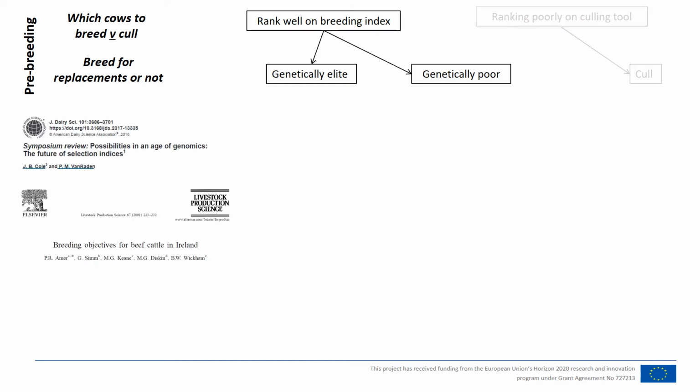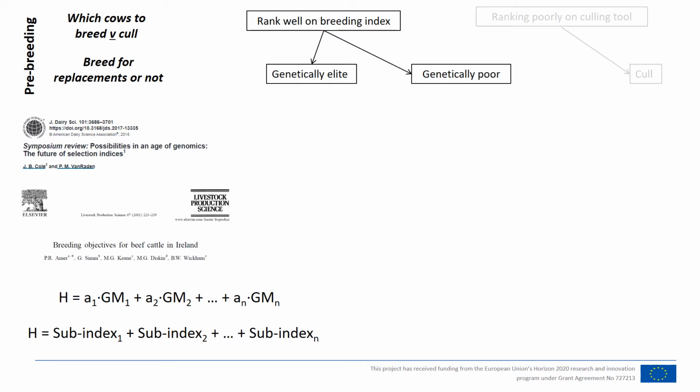So if we first focus on ranking animals on genetic superiority, the vast majority of people will be well familiar with breeding objectives, or what we also call breeding goals, both in dairy and in beef. And I'm giving you some examples from the international literature on this.